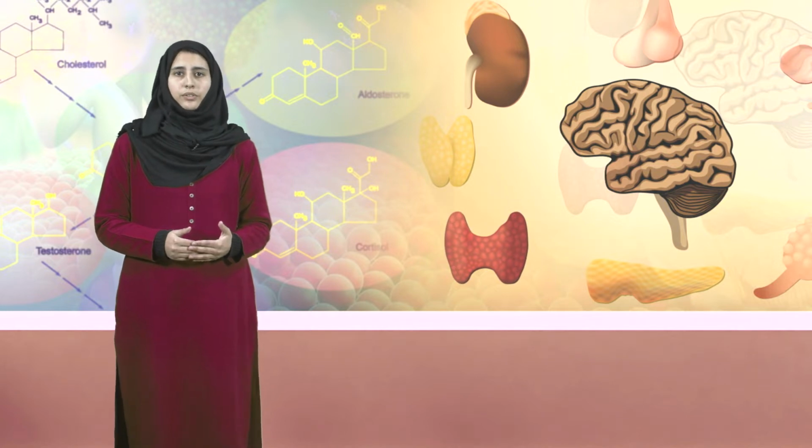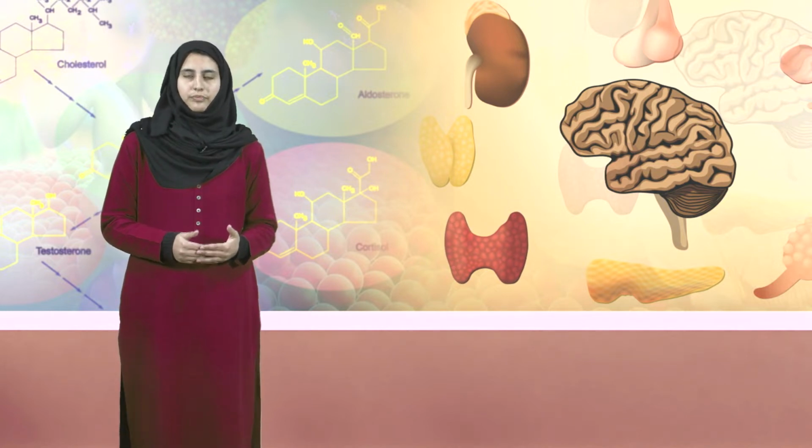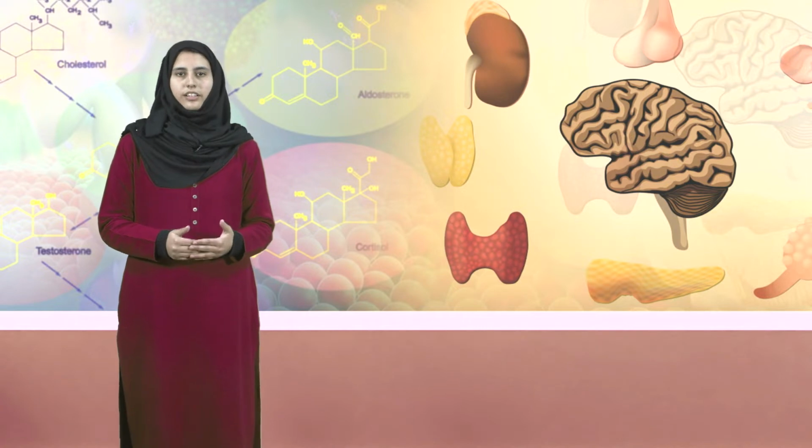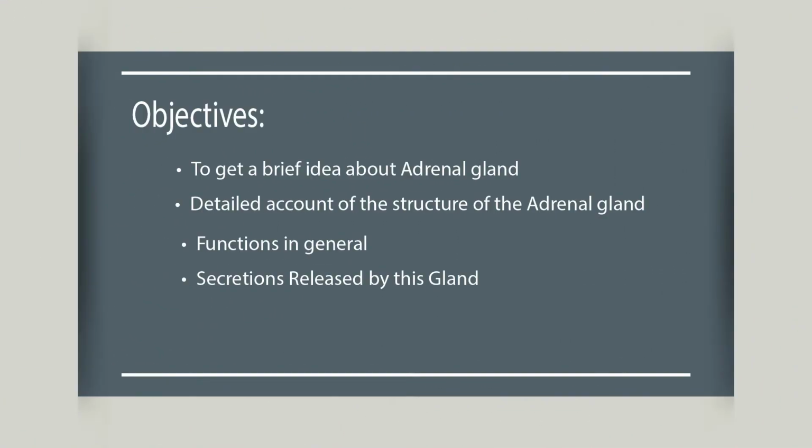Today we are going to discuss the adrenal gland, its structure, secretion and functions. The main objectives of today's lecture are to get a brief idea about the adrenal gland, followed by a detailed account of the structure of the adrenal gland. We will also describe the secretions released by this gland, and then finally we will discuss their functions in general.